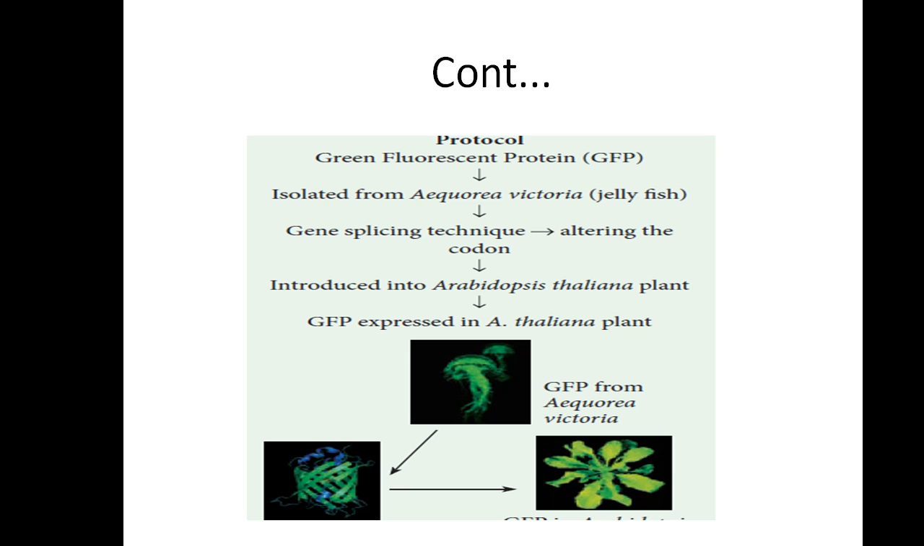This is just the protocol for how they make this green fluorescent protein. It is actually isolated from Aequorea victoria, a jellyfish. From this jellyfish we take the green fluorescent protein gene, and by using the gene splicing technique we insert this GFP gene into our particular DNA, introduced into the Arabidopsis thaliana plant. It is a plant, and in this plant we are introducing the GFP gene of the jellyfish Aequorea victoria.